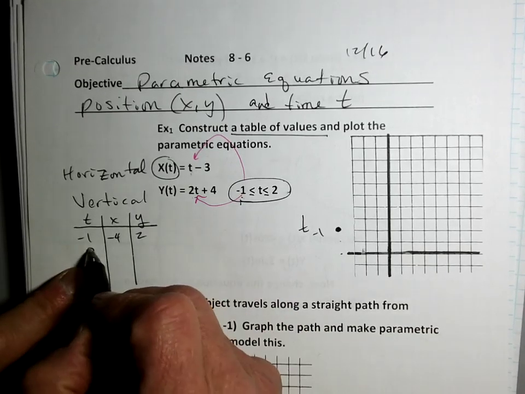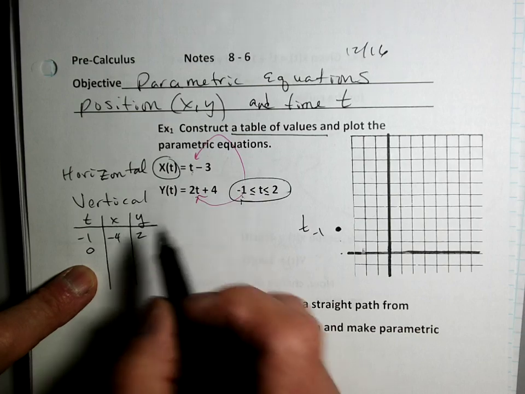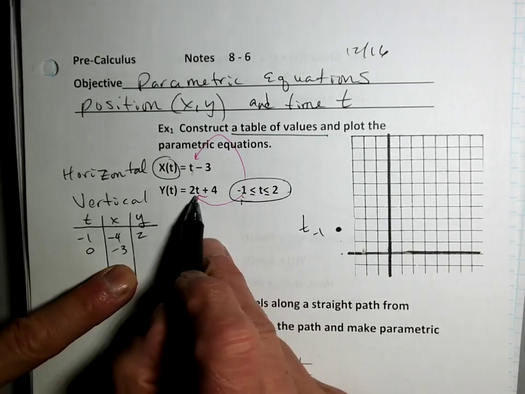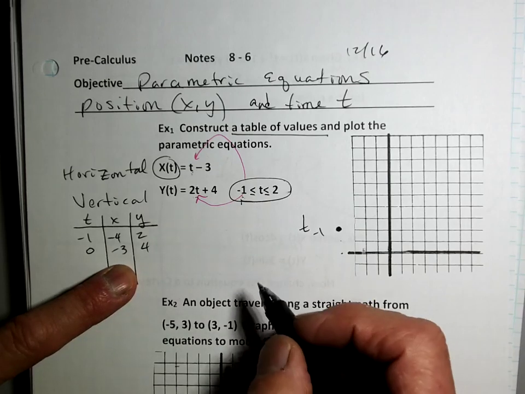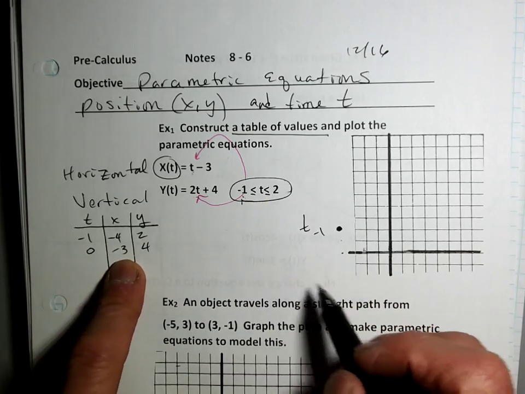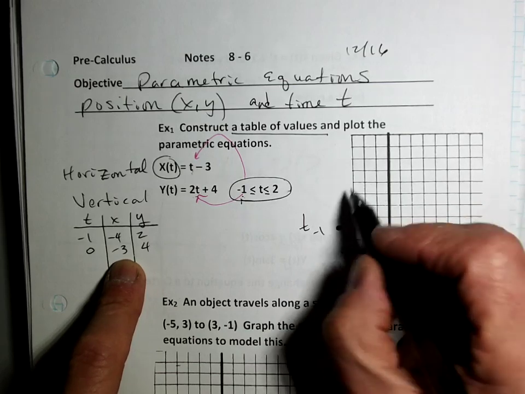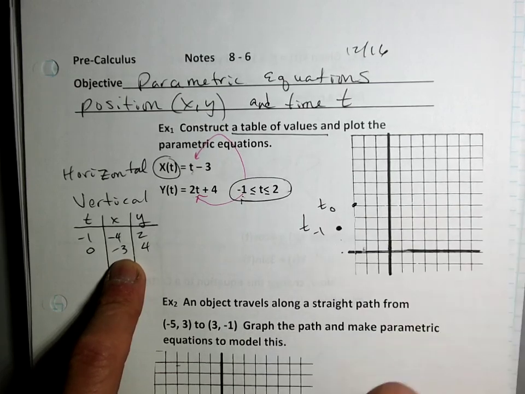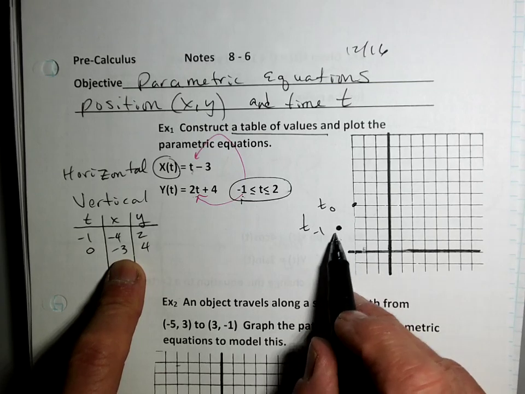So then we plug in 0, okay? So where was it at 0 seconds? Plug 0 in for t. 0 minus 3 is -3. And 2 times 0 is 0 plus 4 is 4. So at 0 seconds, the particle, or the bug, was at -3, 4. T sub 0. So it's moving in this direction. It started here, it's moving in this direction.